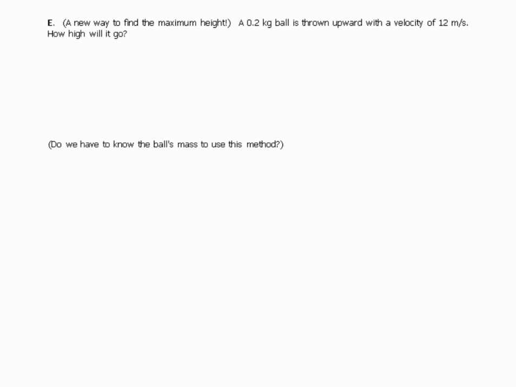So in part E, we have a new way to find the maximum height. A 0.2 kilogram ball is thrown upward with a velocity of 12 meters per second. How high will it go? So let's draw a picture of what's going to happen. There's the ball, and it's basically flying up, and here it is at the peak.